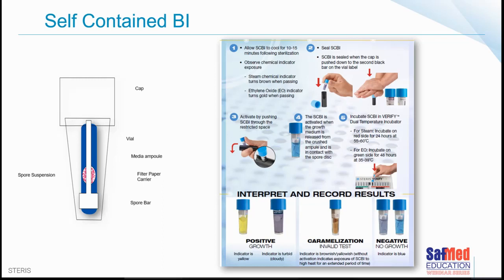This, of course, is then incubated. The control BI, remember, is not sterilized, it's sealed, it's crushed, it's incubated. The spores in the control test mix with the growth media and the spores will grow. They should grow. And eventually this results in a color change that's visible to the naked eye. Hopefully all the spores in the test biological indicator were inactivated during the sterilization cycle and therefore should not change color. If it does change color, then of course we have a failed BI.